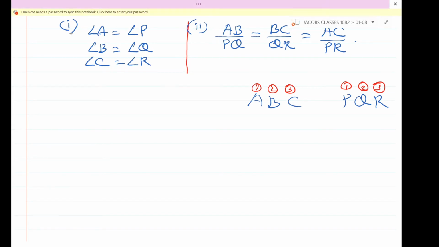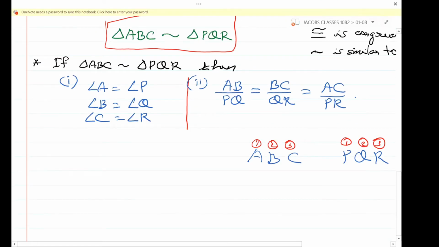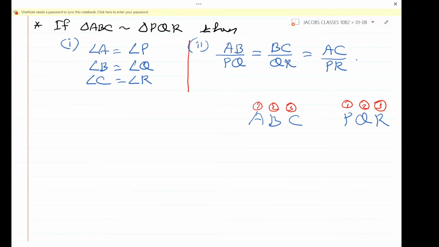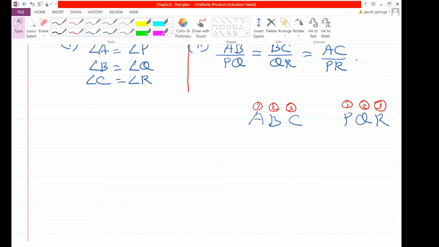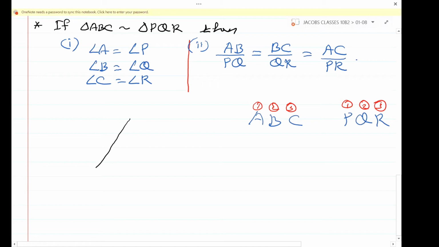Sir, I have a doubt. Yes, please ask. Why can't isosceles triangles be similar? Isosceles triangle angles may not be the same. That's the reason. For example, an isosceles triangle means only the base angles are equal. That is the condition for an isosceles triangle, right? These two sides are equal and the base angles are equal.